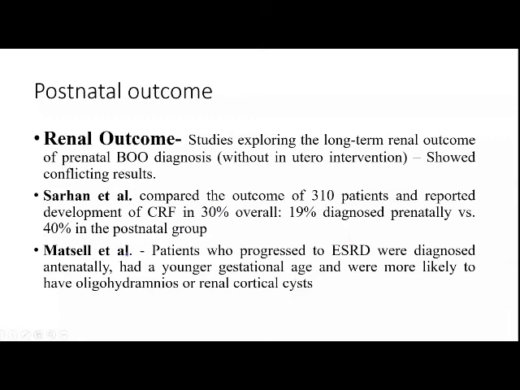And according to this study, Matz et al., if antenatally the child's mother has oligohydramnios or ultrasound shows renal cortical cysts, the patient has progressing renal disease, means they present early, at a younger gestational age, and they go to ESRD at a younger age.